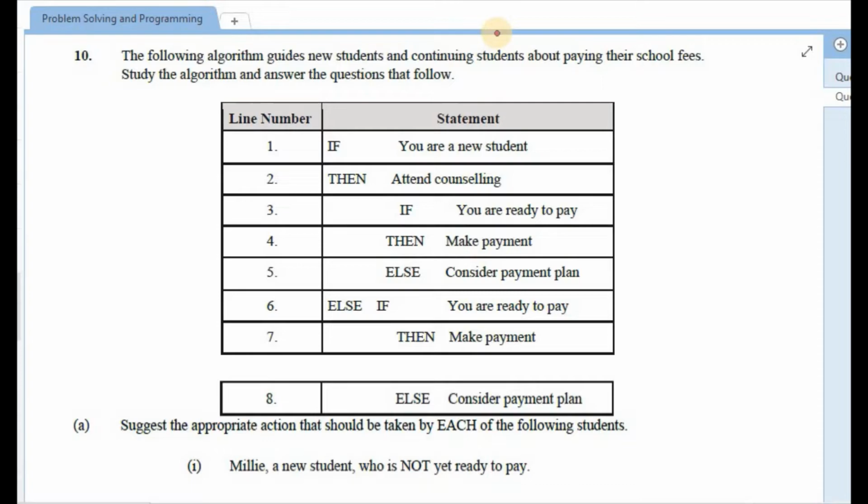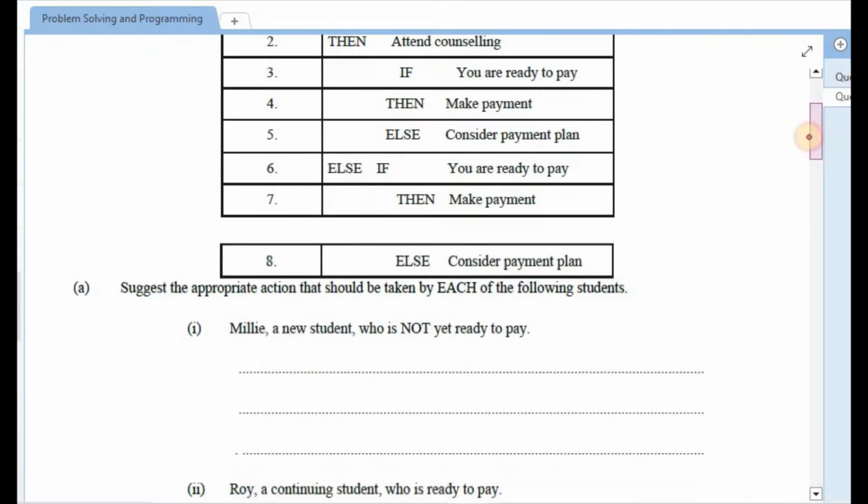All right, if they are ready to make payment, then on line 7 they would be instructed to make their payment. However, if they are not yet ready to pay, on line 8 they are advised to consider a payment plan. So let's get into the question and answering section.